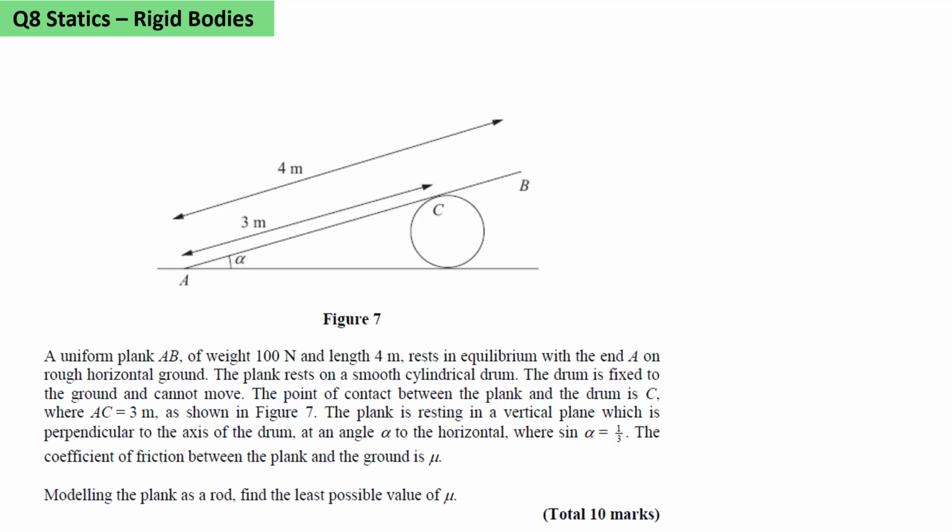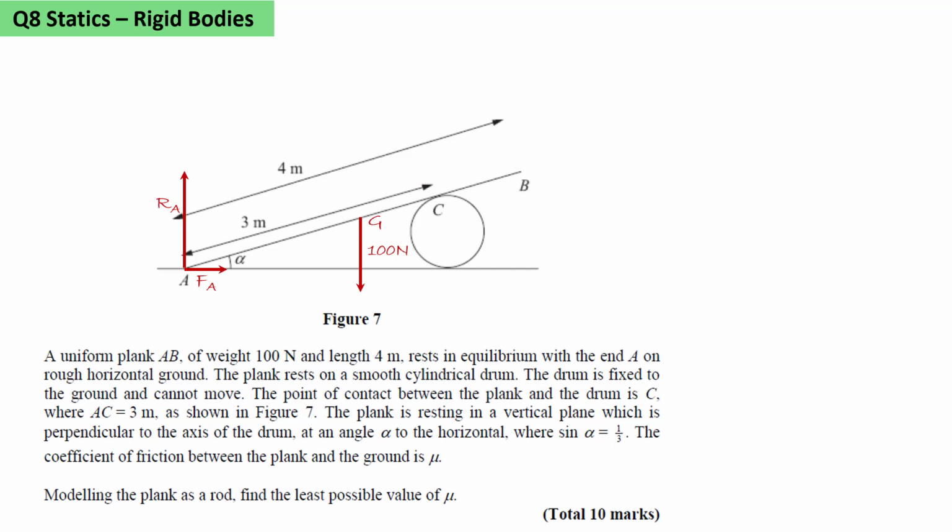A uniform plank AB of weight 100 newtons and length 4 meters rests in equilibrium with the end A on rough horizontal ground. So we can mark the vertical weight 100 newtons at the midpoint G of AB. We will have a normal reaction RA to the floor and a frictional force FA.